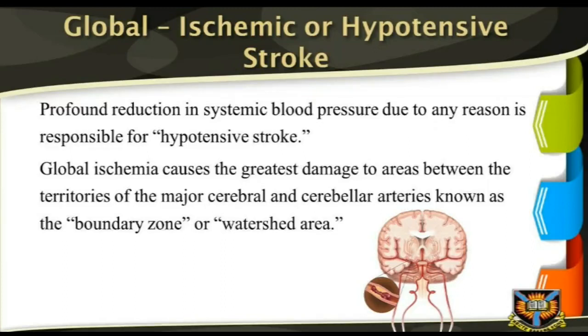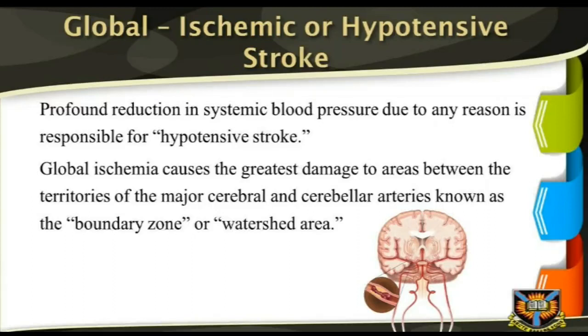Global ischemia causes the greatest damage to areas between the territories of the major cerebral and cerebellar arteries, known as the boundary zone or watershed area. The parietal-temporal-occipital triangle at the junction of the anterior, middle, and posterior cerebral arteries is more commonly affected. Watershed infarcts in this area cause a clinical syndrome consisting of paralysis and sensory loss, predominantly involving the arm. The face is not affected and speech is spared.